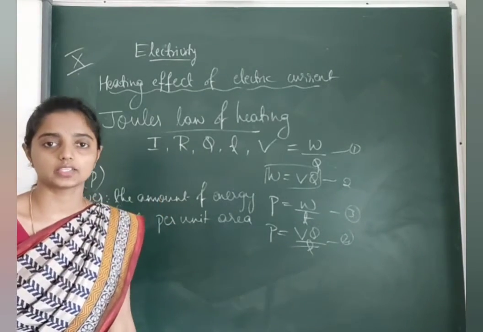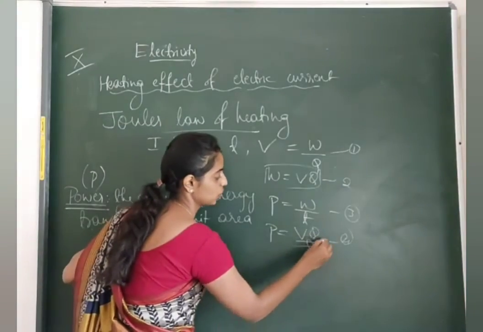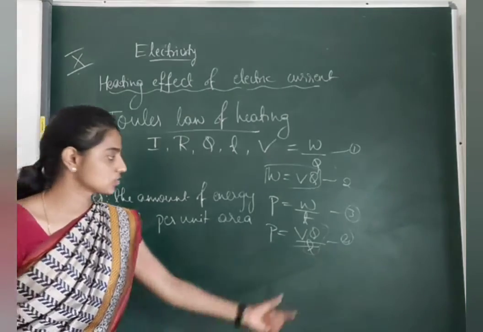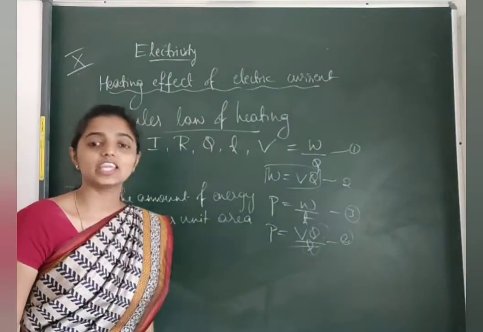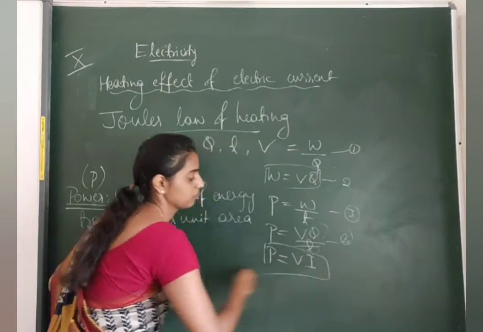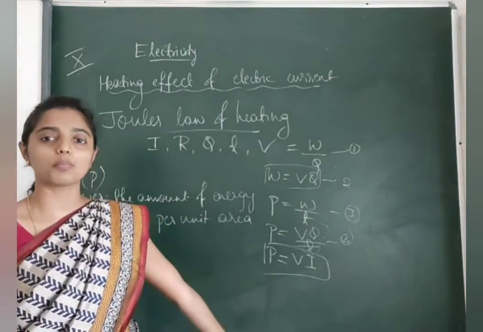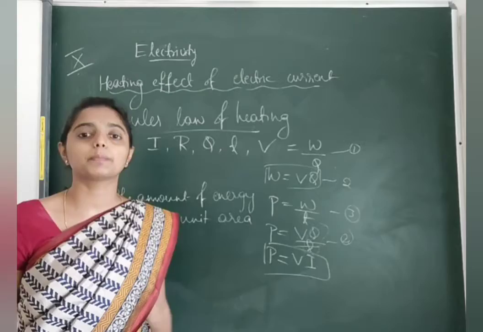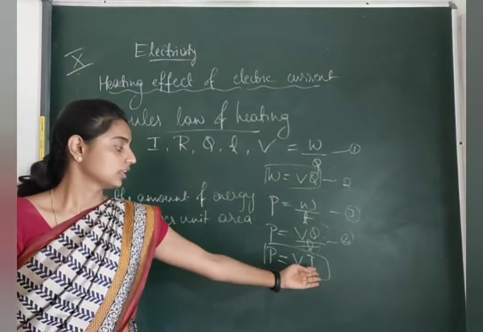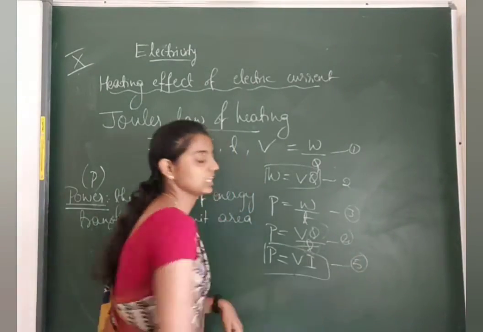Recall about current. So current is what? Formula of current? Q by T, right? I is equal to Q by T. So can I change this equation 4 as P is equal to VI based on the current expression? Yes, now we got a simplified formula for power, that is nothing but power is potential difference and current. Now this is our main equation, let us name it as equation number 5.